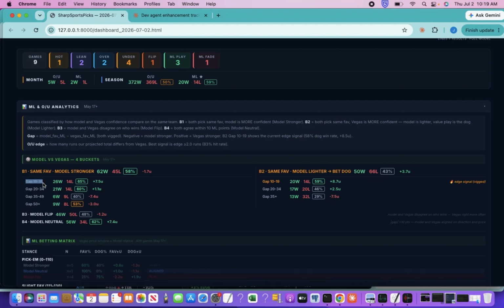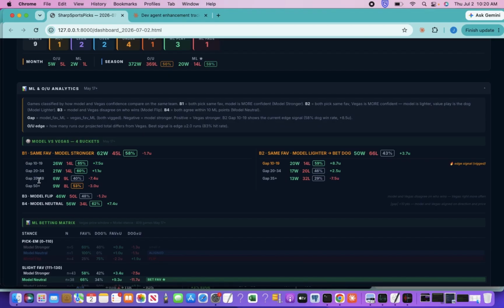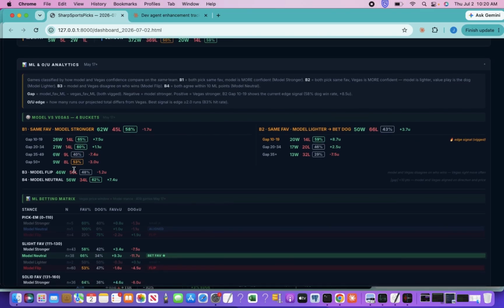So let's just take a gap of 10 to 19. That means if Vegas has minus 130 and we have minus 145, how would the money line favorite do? On those plays, we're looking pretty good. We'd be up 7.5 units. As you can see, when the gap gets bigger, even if you're 9 and 8, you're still down 3 units.